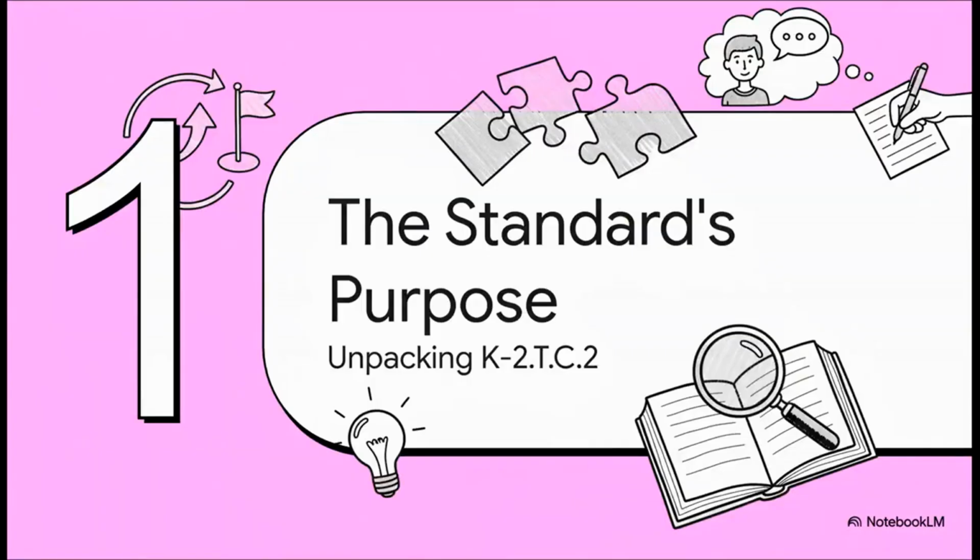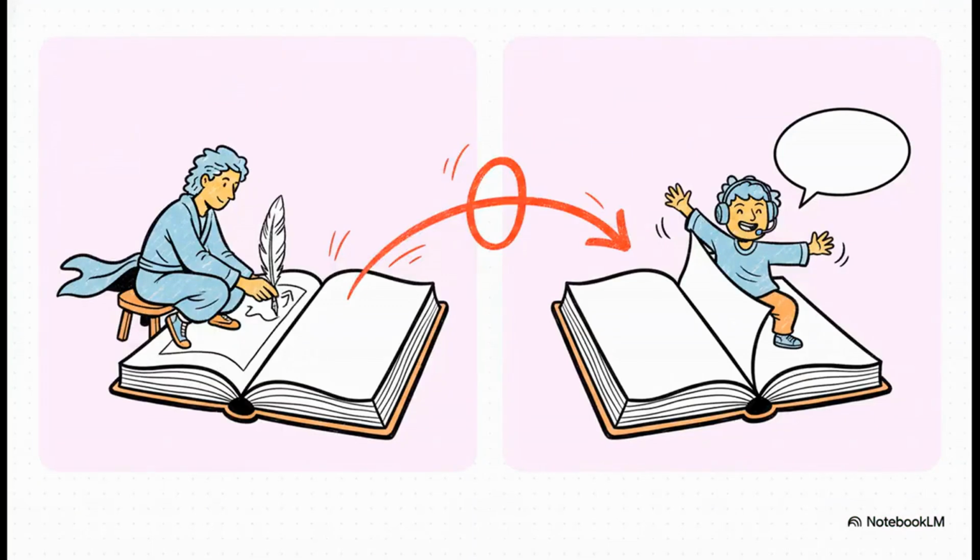Okay, so before we jump into the how, we need to be crystal clear on the what. Let's take a second to unpack the purpose of the standard so we know exactly what we want our students to know and be able to do by the time we're done. So your students probably already get that an author writes the book and an illustrator draws the pictures. I mean, we've been teaching that since day one, right?